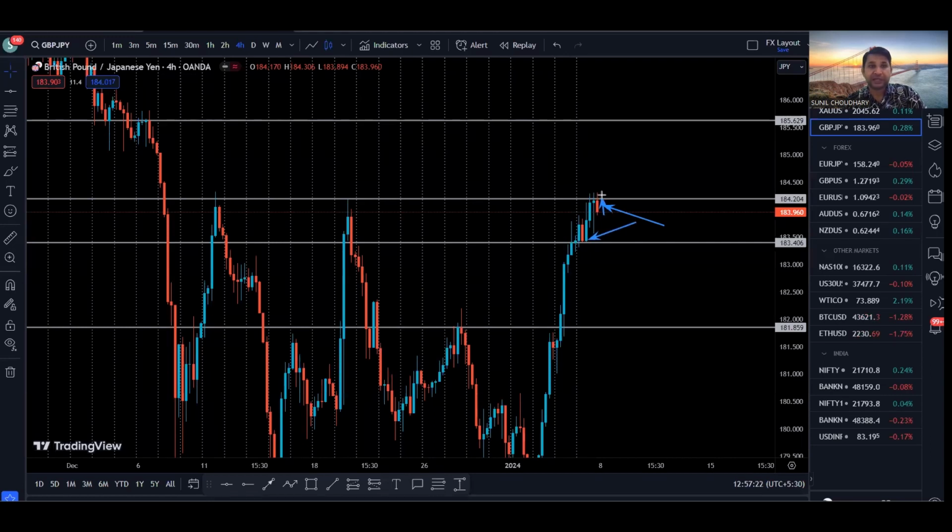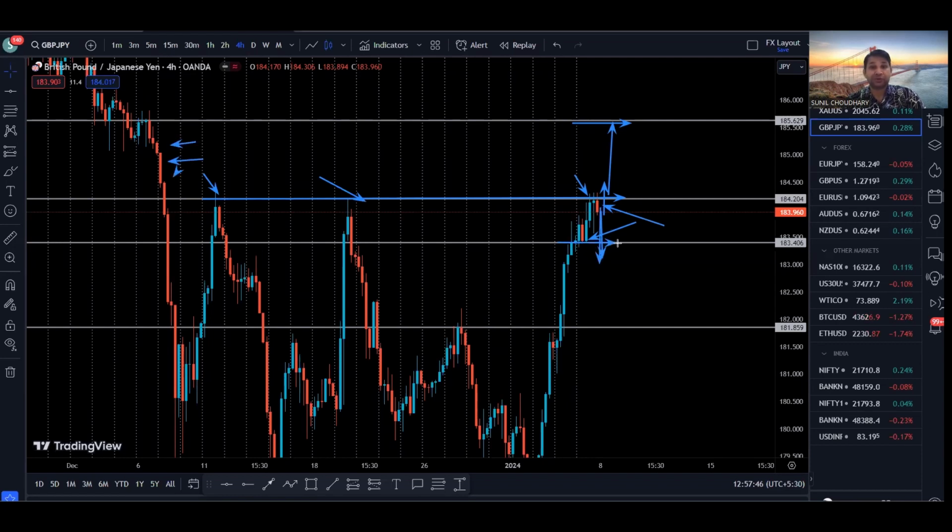If we get a 4-hour candle close above this level, because no candle has closed above this level before, there is a very high probability, during a high volume time, that we can anticipate the price to go to the next resistance, which is right in this area. The same thing applies to the downside.